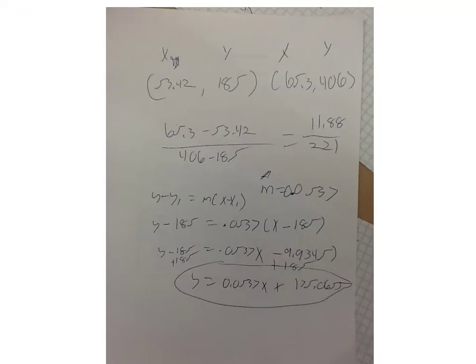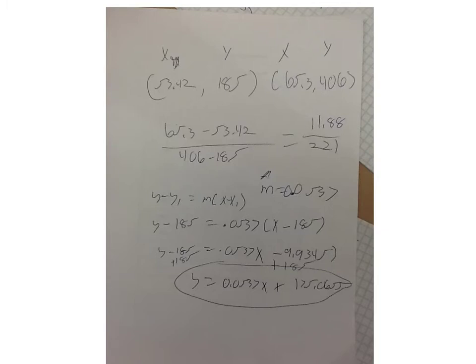I used the 2 points on the best fit line previously, which would be 53.42 and 185, and 65.3 and 406 for my equation, and used the other equation, x2 minus x1 over y2 minus y1, to find my slope, which is right there.